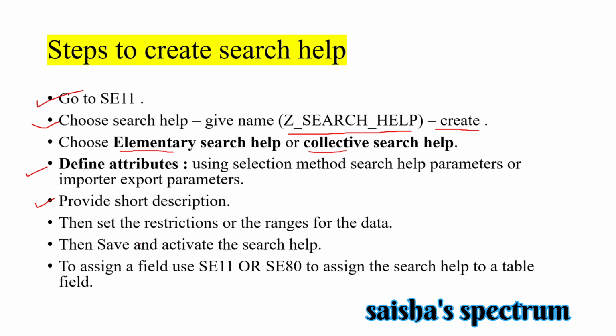Our search help will get created in the data dictionary, and to assign it to a field we can use SE11 or SE80 in a table field. So these are very easy steps to create a search help.